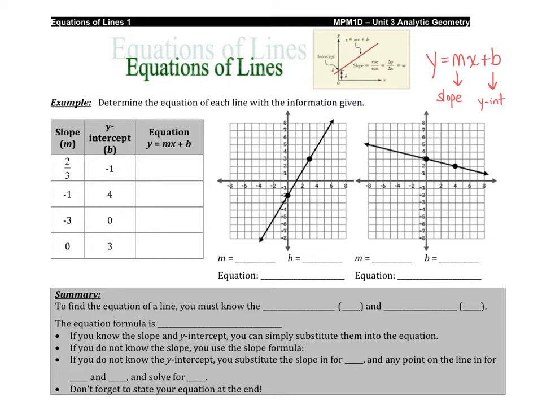So the easiest possible question would be me giving you what the slope is and what the y-intercept is. So that's the table on the left. So if I tell you that the slope is 2/3 and the y-intercept is -1, you can just substitute the 2/3 into the slope and substitute the -1 into the y-intercept. So you're going to write this as y equals 2/3x minus 1.